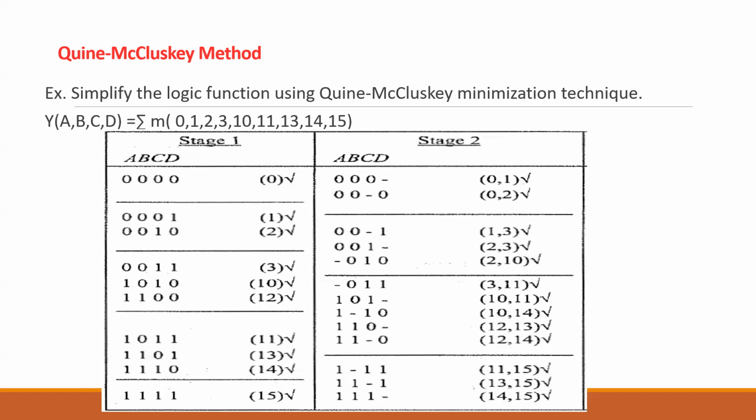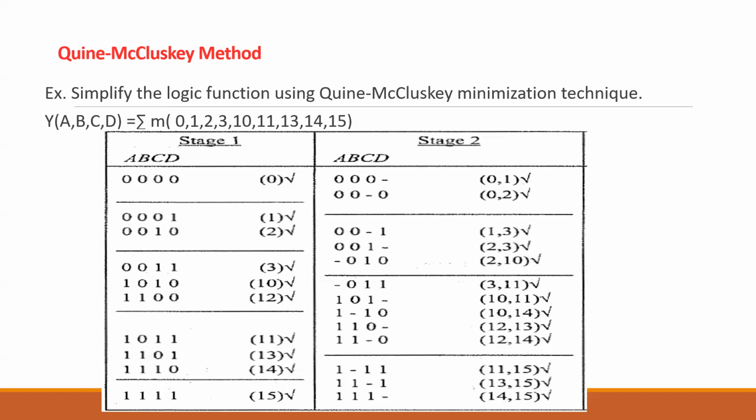into the second group. Now the third group contains 2 ones, as decimal numbers 3, 10 and 12. These contain 2 ones. That's why these are grouped in the third group. Now the next group or next category is the 3 ones, that is 11, 13 and 14. And the last group is the 4 ones. It is present in 15.